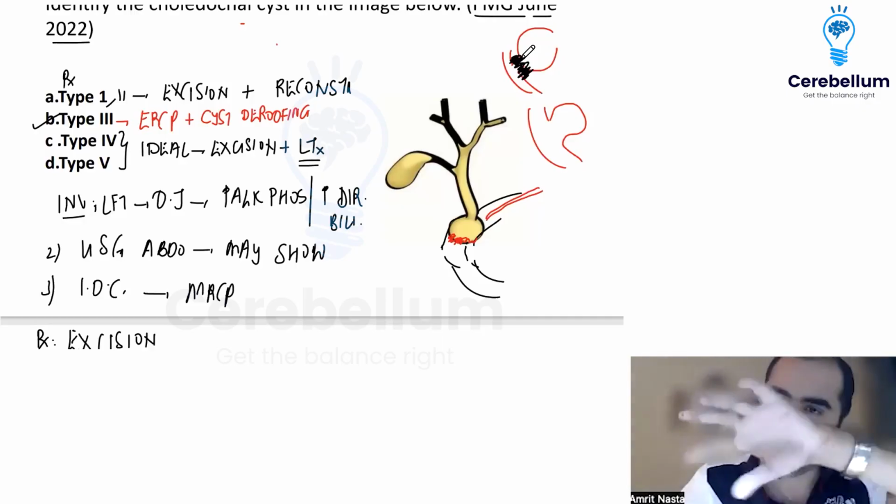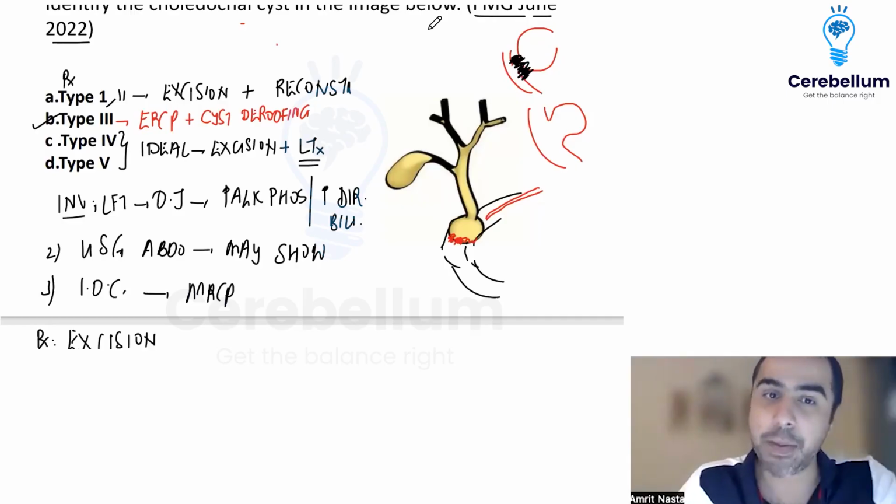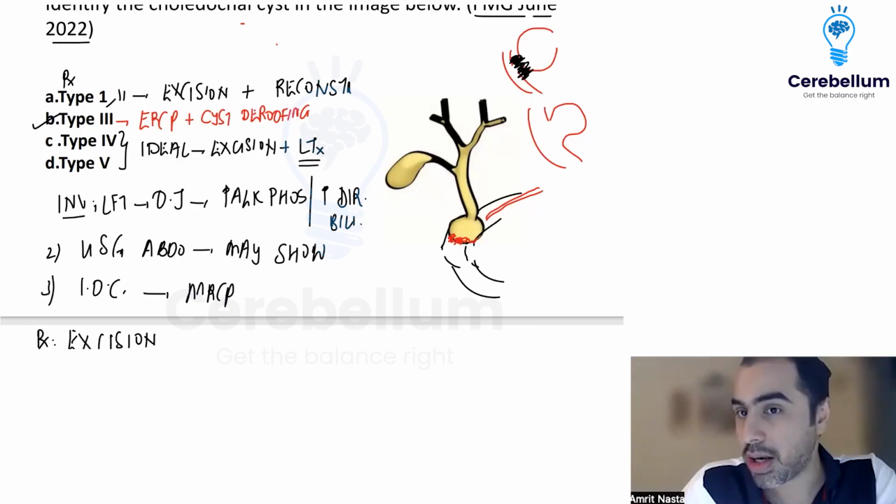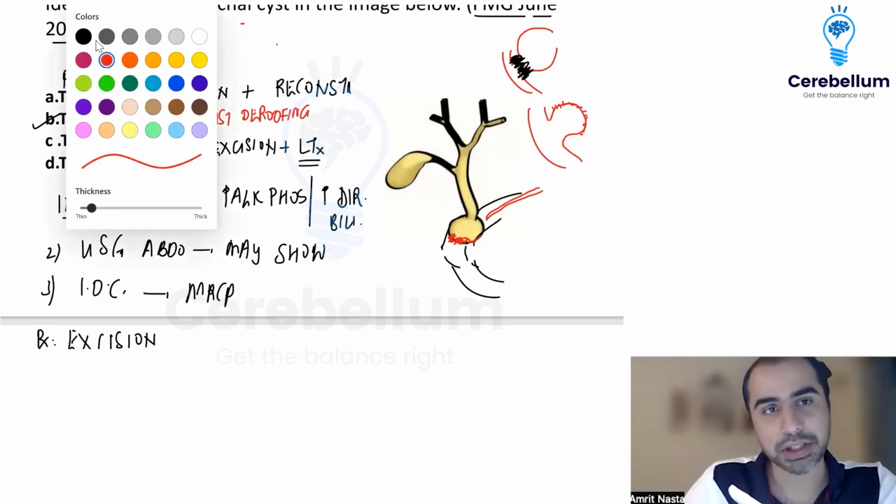So it will help the drainage. It will now start emptying. But see, the cyst wall is still there. So this can get cancer. That risk has to be told to the patient.